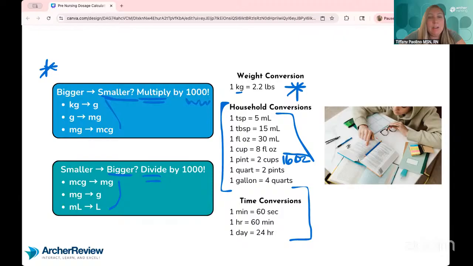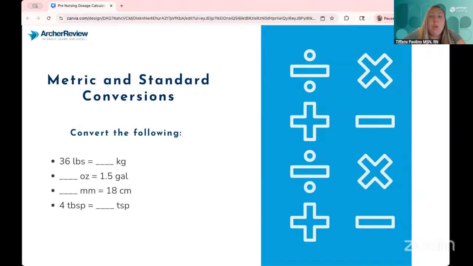Okay, let's keep going and let's put this to motion. I would like to dive into these conversions. These are really, really crucial. So let's take a dive into this first one together. 36 pounds is equal to how many kilograms? Now, if you remember from the previous page, 1 kilogram is 2.2 pounds.